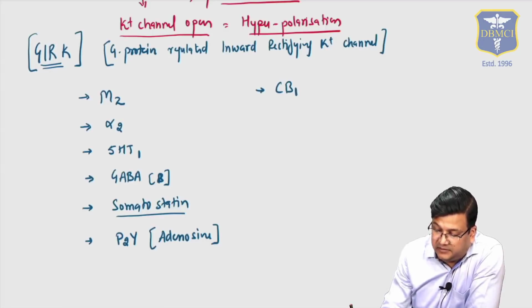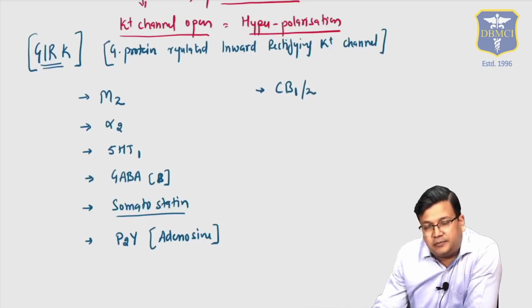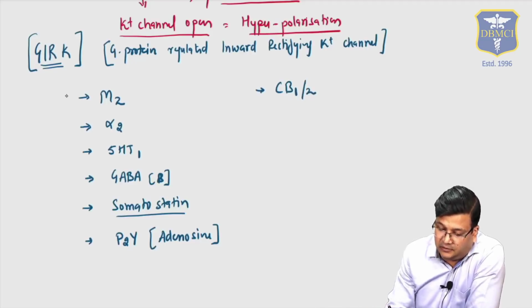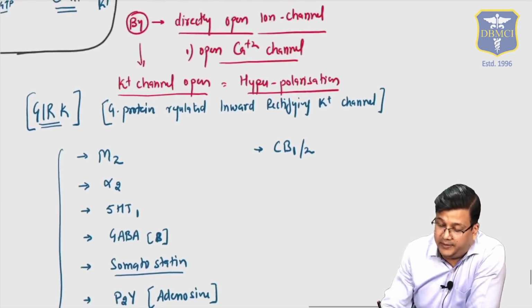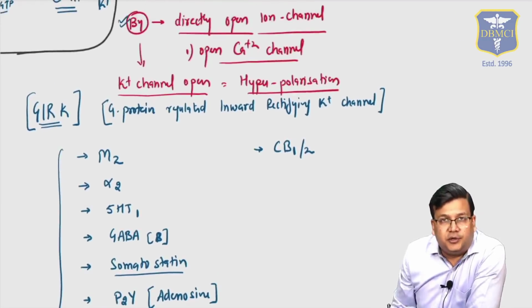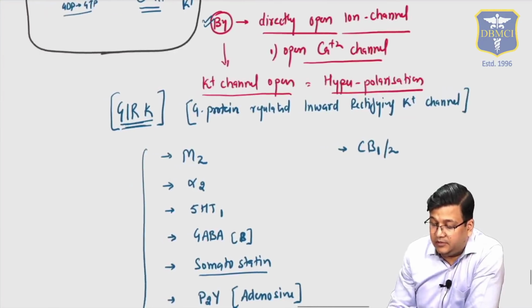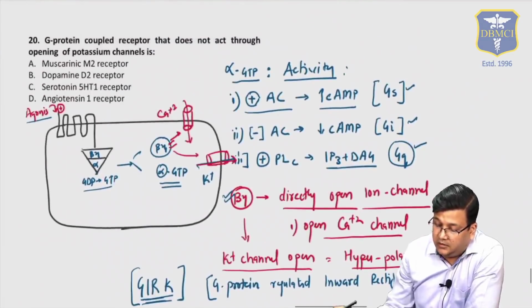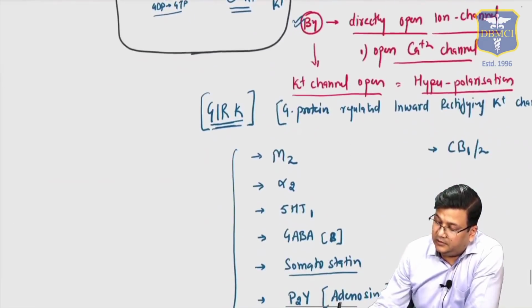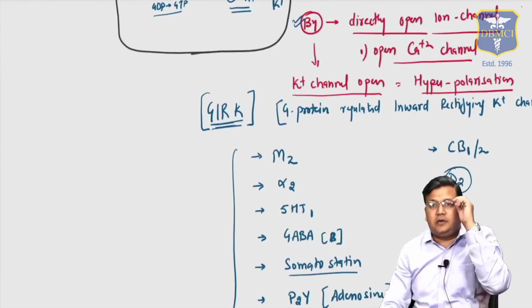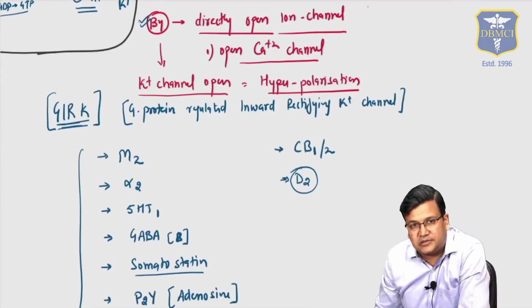Cannabinoid CB1 and CB2 receptors. So these are some examples of receptors related to potassium channels opened directly by the beta gamma subunit of GPCR, known as G protein regulated inward rectifying potassium channels. And also I forgot, here we should write the dopamine type 2 receptors. D2 receptors are also part of this list.